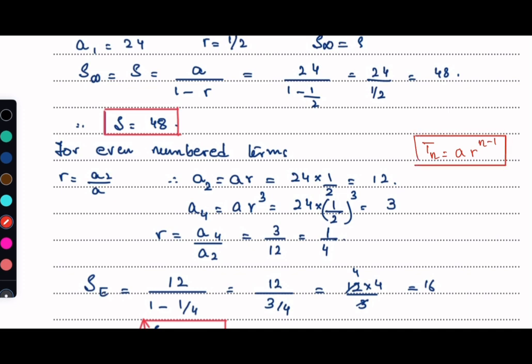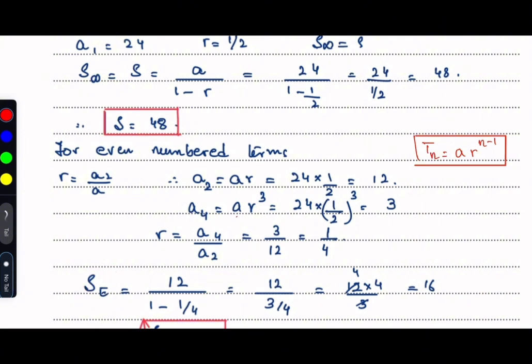If it is the sequence for even numbered terms, then they are represented as a2, then a4, then a6, and so on. For a4, it should be equal to ar cubed. Again, I know both the values of a and r, so I substitute 24 as a and 1 by 2 as r to the power cube, and I get a4, which is 3. So the common ratio is a4 divided by a2, which is 3 divided by 12. For this sequence a2, a4, a6, and so on, my common ratio is 1 by 4.